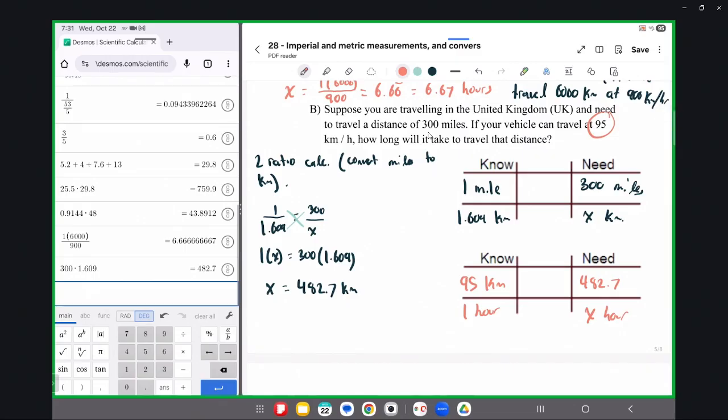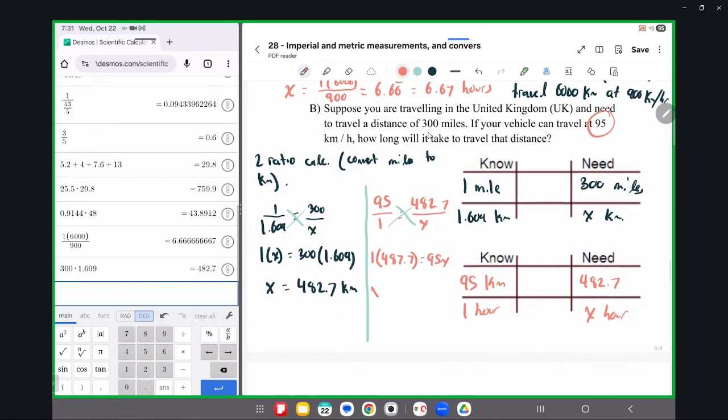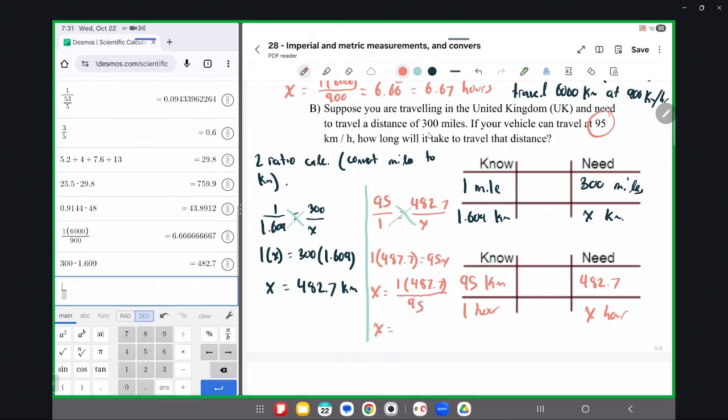So setting up our ratio, we can say that 95 over 1 is equal to 482.7 over x. Using the means and the extremes, we can say that 1 multiplied by 482.7 is equal to 95x. Dividing both sides by 95, we get x is equal to 1 multiplied by 482.7 divided by 95.